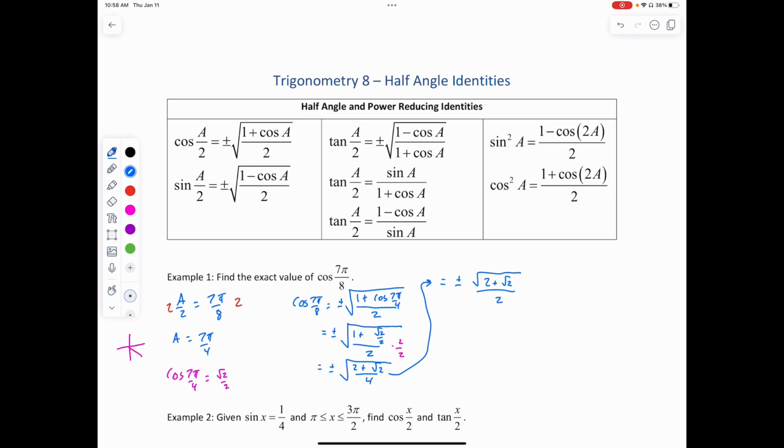Now the only thing left to do is to determine whether it's plus or minus. Think about it. We're trying to find the exact value of the cosine of 7 pi over 8. 7 pi over 8 is in the second quadrant, right over here, a little bit less than pi. In the second quadrant, cosine is negative, so we're specifically looking for the negative square root of 2 plus radical 2, all over 2.